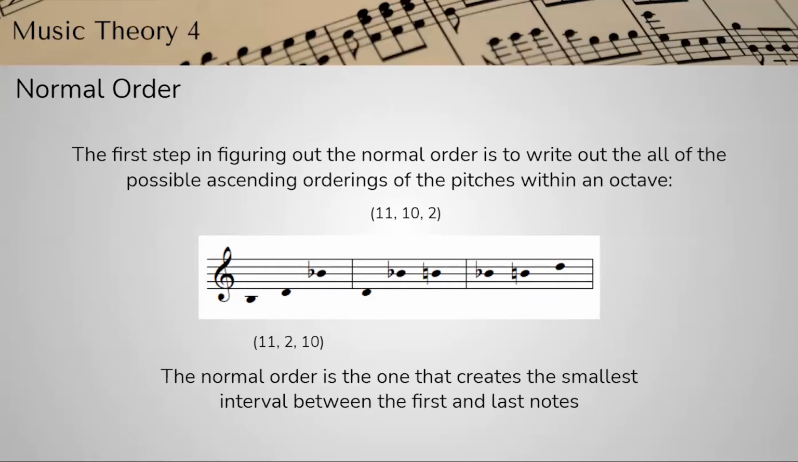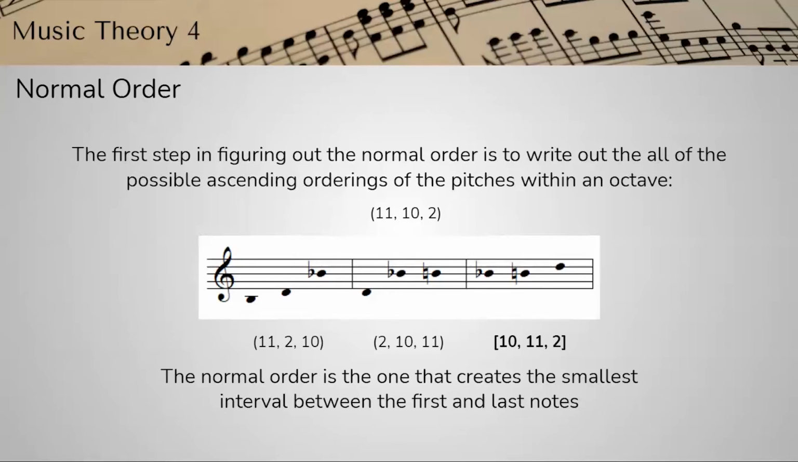If we start on the D, the number 2 there, we get that set 2, 10, 11. And then finally, if we start on the B flat, we get 10, 11, 2. And the normal order, the one that we care about, the one that's the most fundamental, the most basic form of this, is going to be that last one, because that is the one that creates the smallest interval between the first note and the last note of that ascending set.